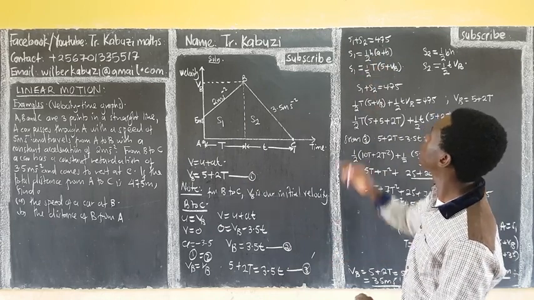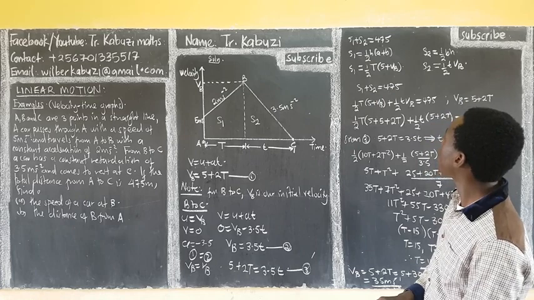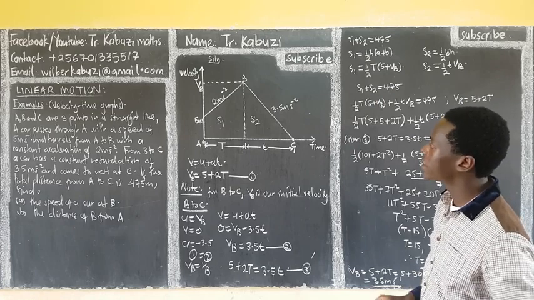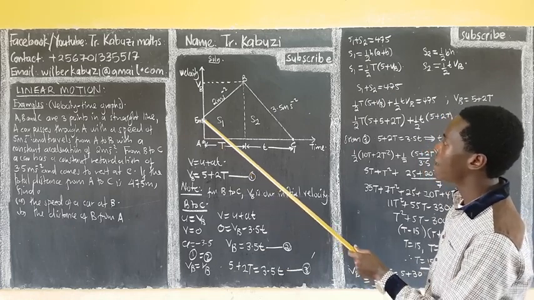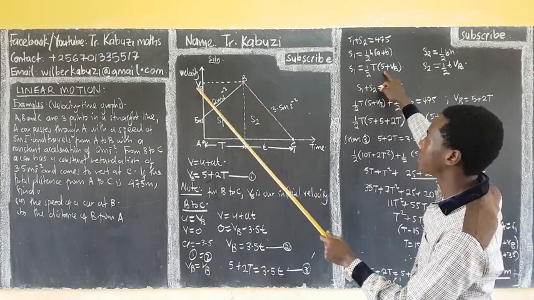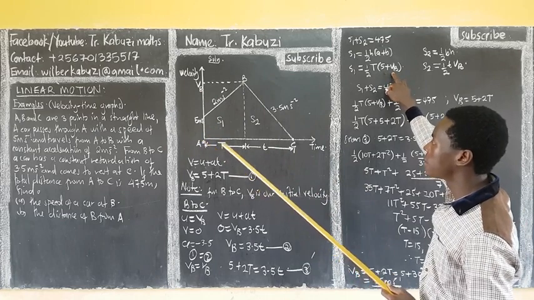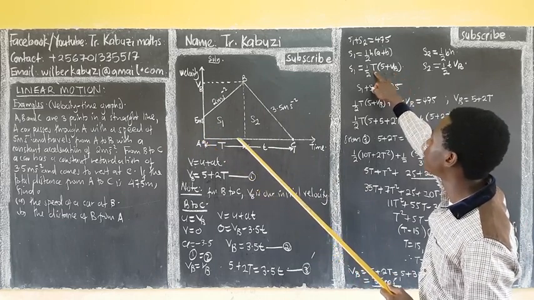So area of the trapezium is given by a half H, A plus B. Our A is the longest side, our B is the shortest side. So from here up here is 5. Then from here up here the longest side is BB. Then our height is going to be our height. That's why I'm having here t.